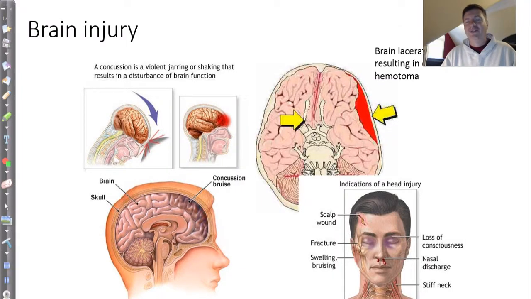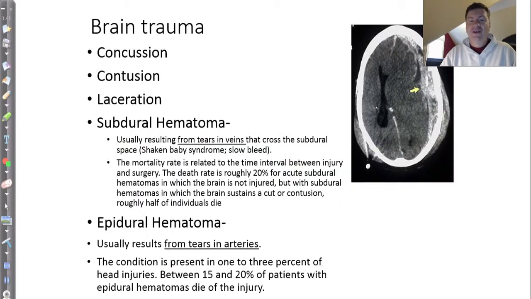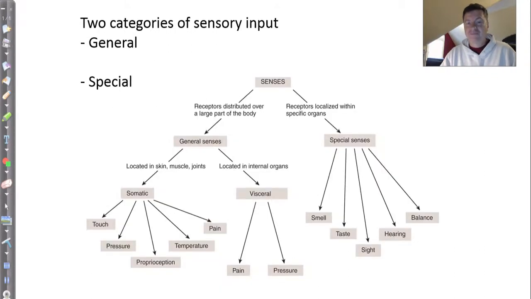So here's my brain injury slide. Go back then and look at the brain injuries, including when we talk about the difference between subdural and epidural hematomas, difference between a concussion and a contusion and laceration. You should be familiar with these.